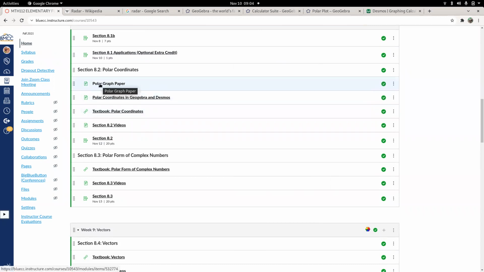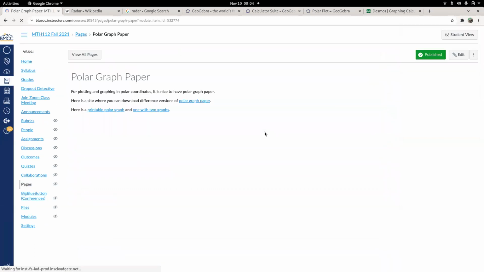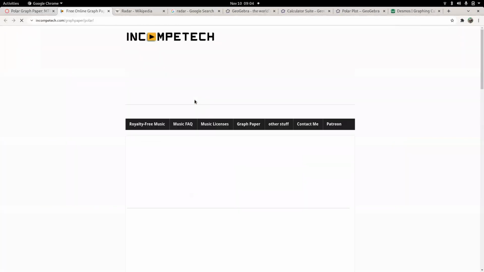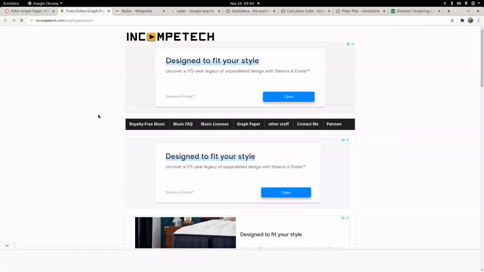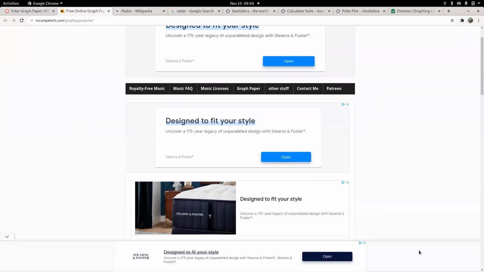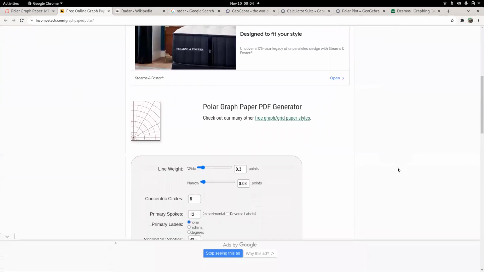So I have a link to polar paper here. You do need to practice graphing by hand some polar stuff, and you can just do it on a plain piece of paper, kind of like we've been doing before with triangles and angles. But it's kind of nice to have polar paper. So that page there has two things. Has a link to a website I like to use if I need custom graph paper. And excuse the ads. They have cool stuff otherwise.